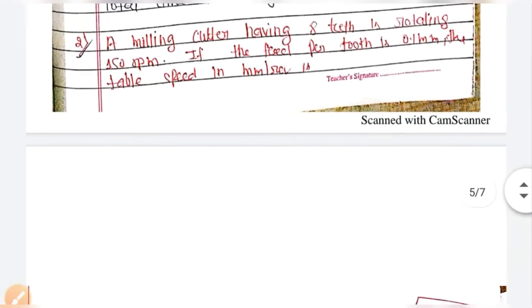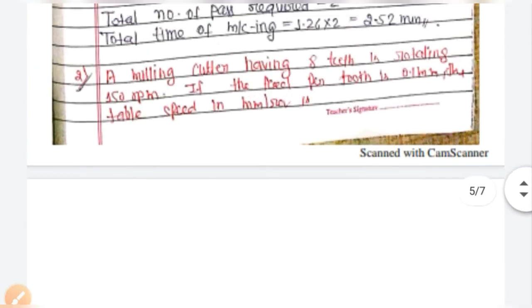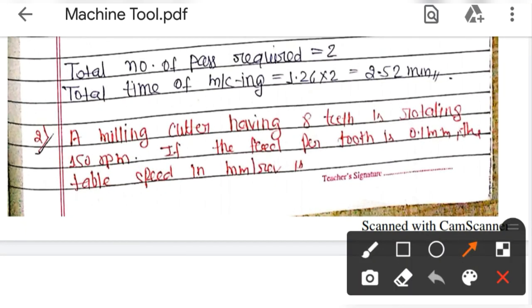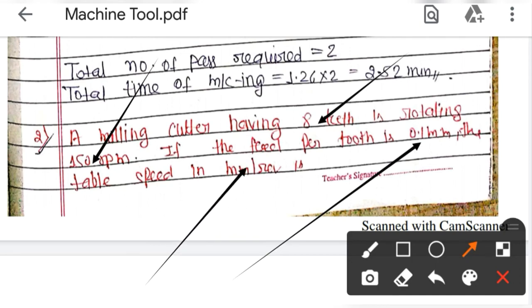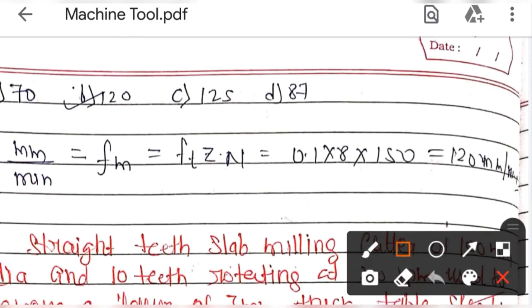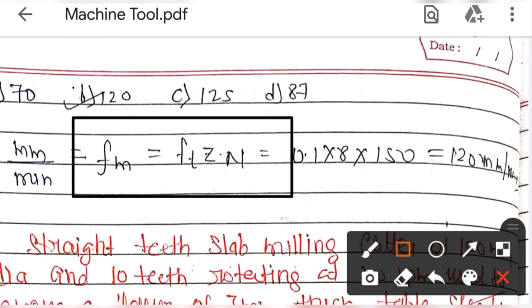And one simple question: a milling cutter having 8 teeth, Z, is rotating at 150 rpm, N is given. If the feed per tooth is 0.1 mm, Ft is given as 0.1 mm, we need to find the table speed in mm per revolution. We know the formula: table speed is equal to simply Ft Z N. Just substitute all the data given in the question. We will get 120 mm per revolution. So this is your answer.